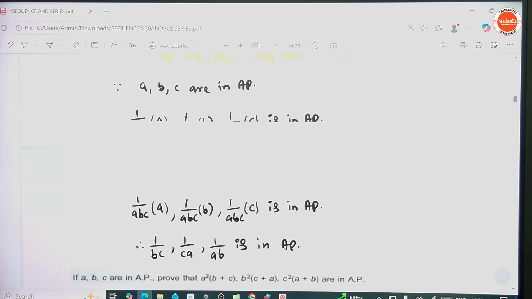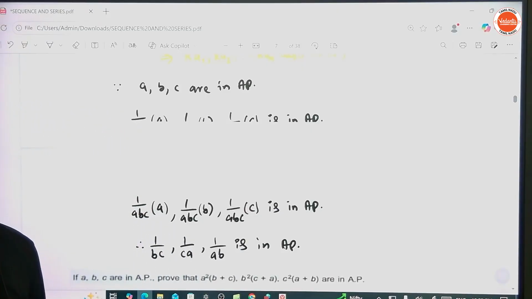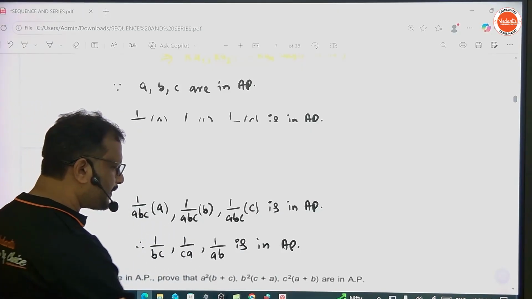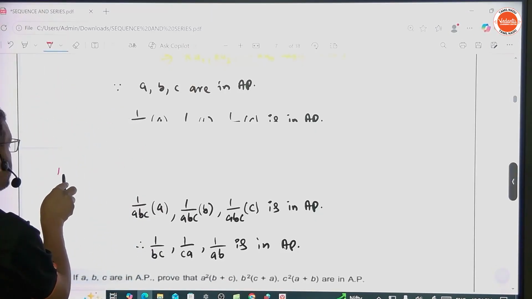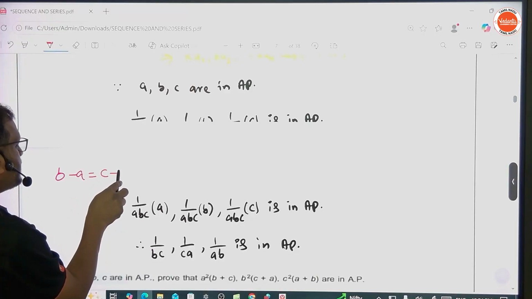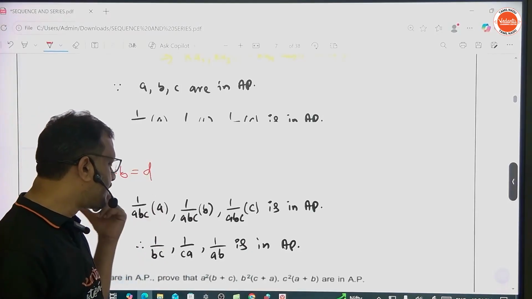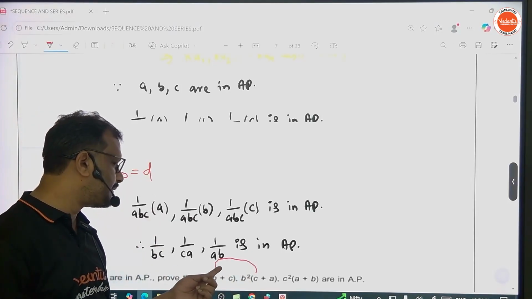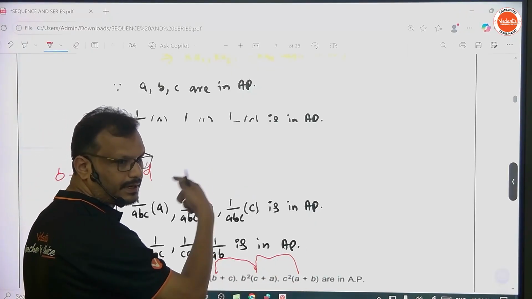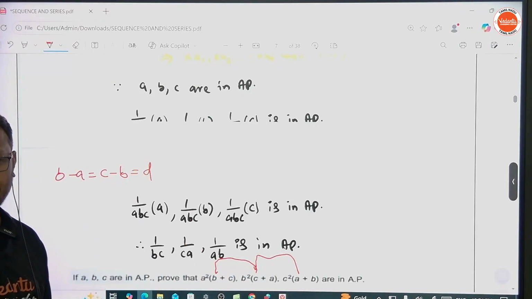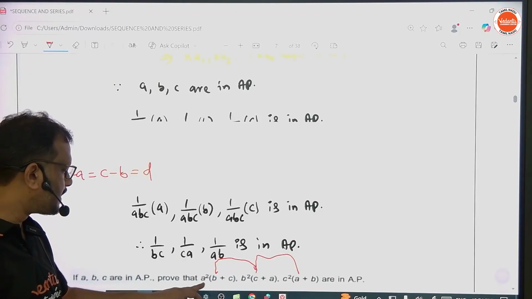Two different ways you can do it. What is that? Generally, AP means what? The common difference must be the same. So I'll take the difference between these two based on the condition, because A, B, C in AP means B minus A equals C minus B equals some common difference D. Now I will use the same conditions here also when I am finding the difference between these two. If it comes the same in terms of D, then it will be in AP. That's the general method. But how can we find it generally? Just think about the numbers that are there in this.